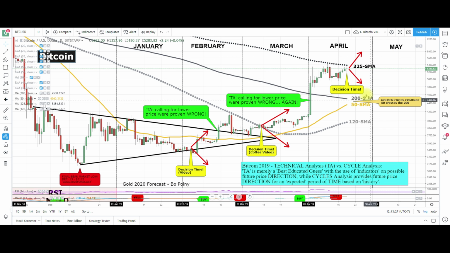So again, we are at decision time. And what is Bitcoin going to do? Is it going to drop as technical analysis indicates? Or is it going to rise? Again, at this point in time, this is key decision time.